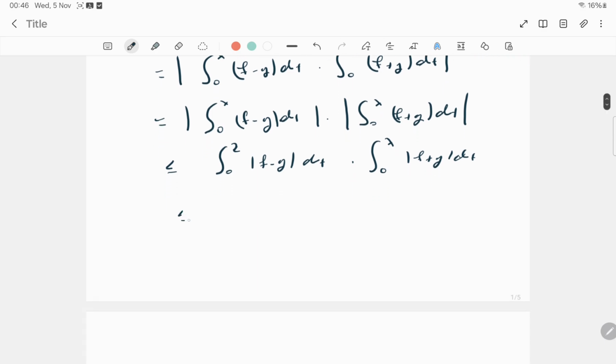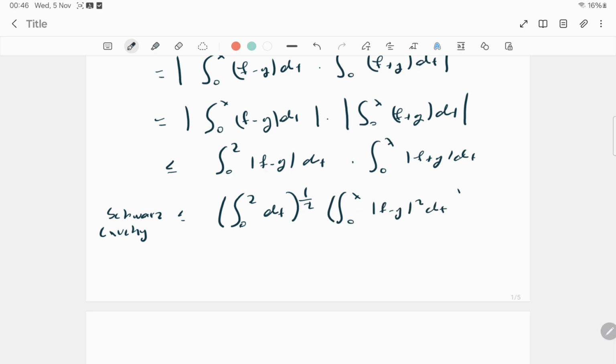And now we can use the Schwarz inequality for each one of the integrals. So that's going to be the integral 0 to x of dt to the power of a half, integral 0 to x of f minus g squared dt to the power of a half, times the integral 0 to x of dt to the power of a half, times the integral 0 to x of f plus g squared dt to the power of a half.